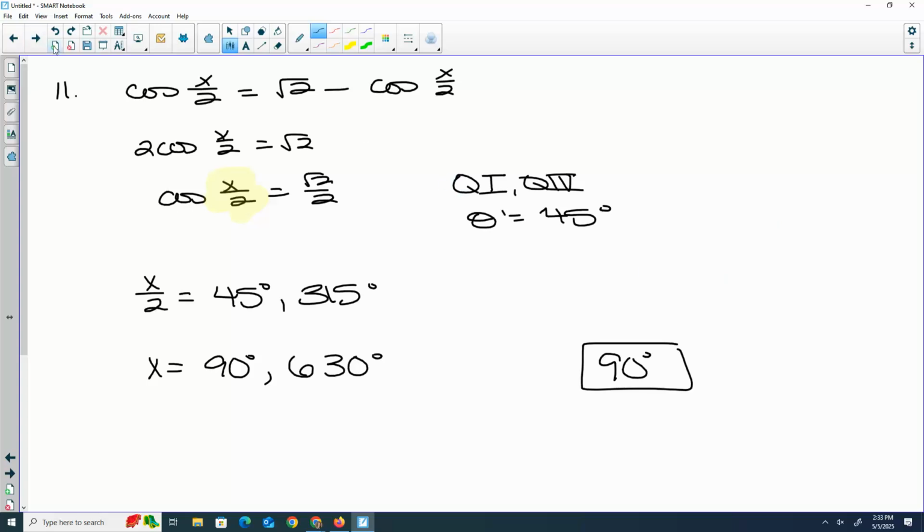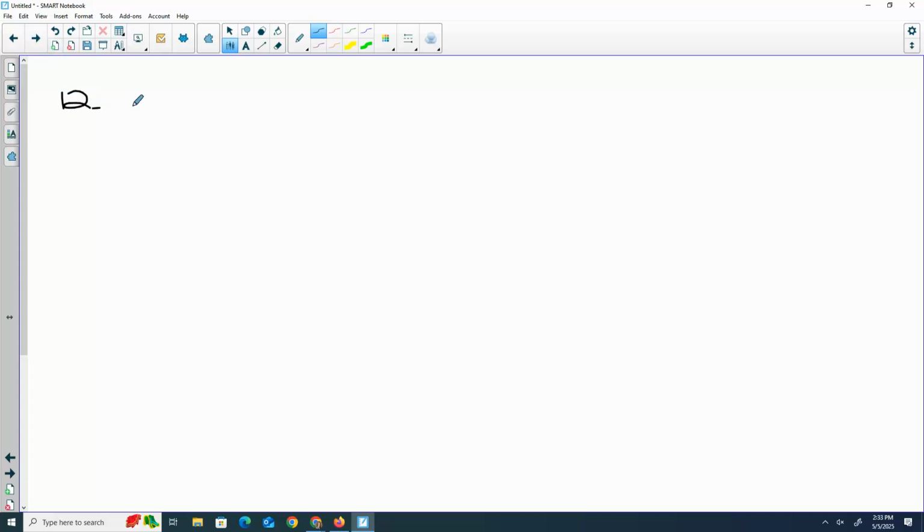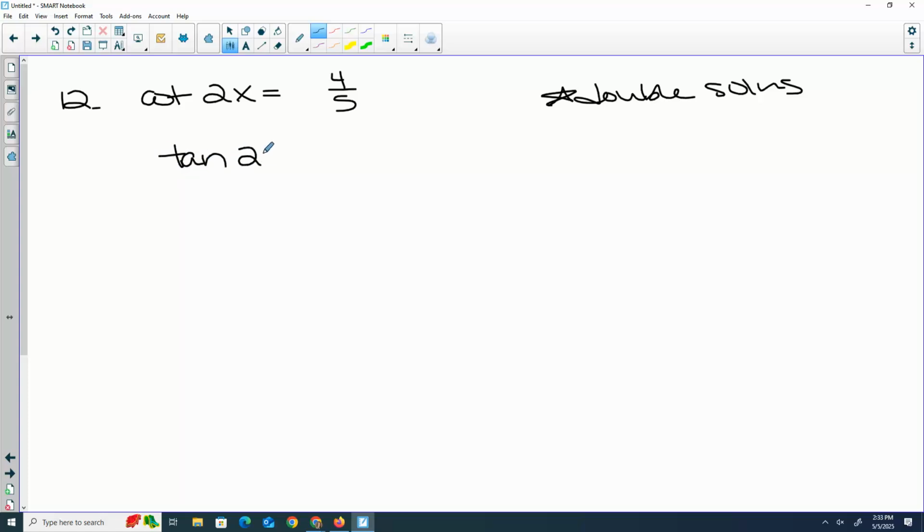Problem 12. Okay, what does 2x tell me? If you don't like thinking about cotangent, you're welcome to flip it and think about tangent. But do we know a time when tangent is 5/4? No. Quadrants, when is tangent positive? Reference angle. We don't know, so we're going to go to our calculator.